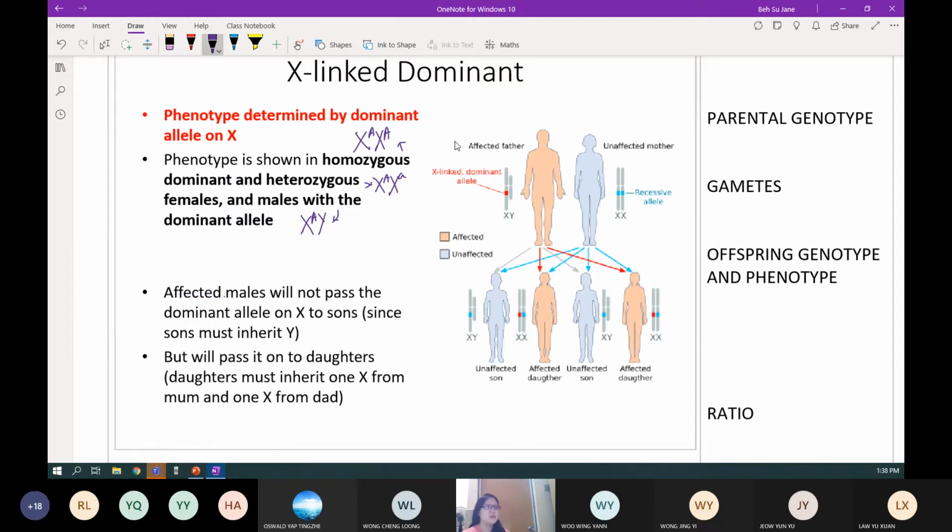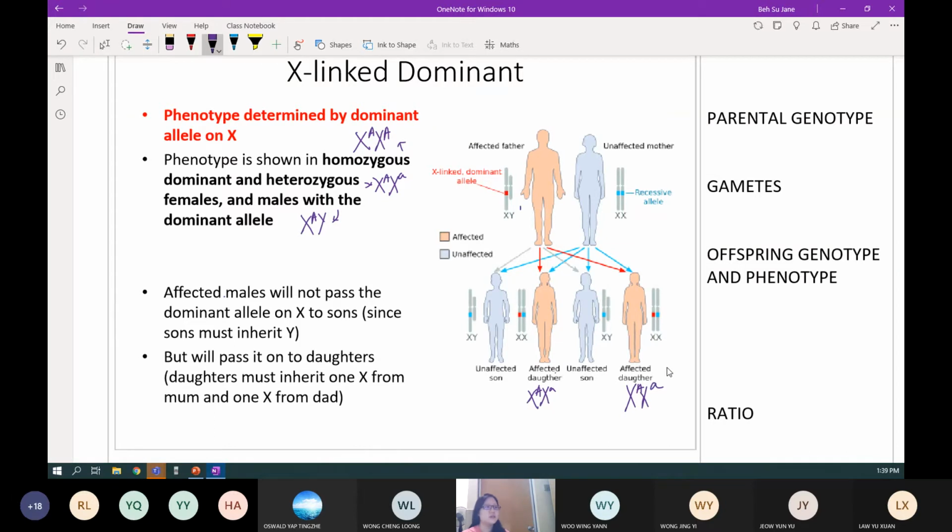So we see the little diagram here. The father, again, has the X-linked dominant allele. The Y will be passed on to the sons, right? So you can see that the sons are unaffected, but the daughters, however, will always inherit one from the mom. The mom doesn't have it, okay? But the dad's X chromosome will always go to the daughters. So the daughters are affected because, again, they are heterozygous for it, and the disease is the dominant allele.